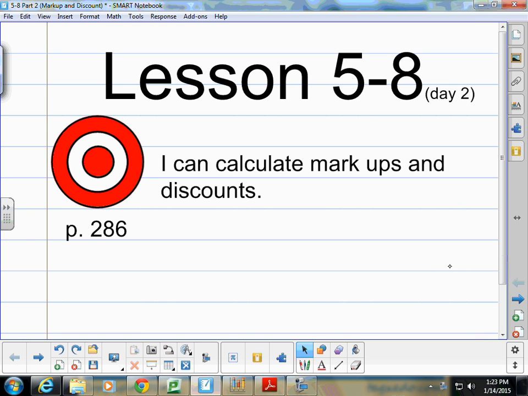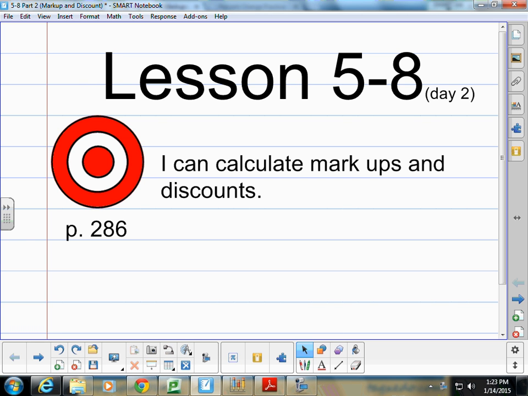We go to the store and we realize we're buying something and the store paid far less for it than we're paying. A store gets something and they mark it up so that the customer pays more. And then there are discounts as well. If something goes on sale, that's a discount. So there's selling price and sale price.